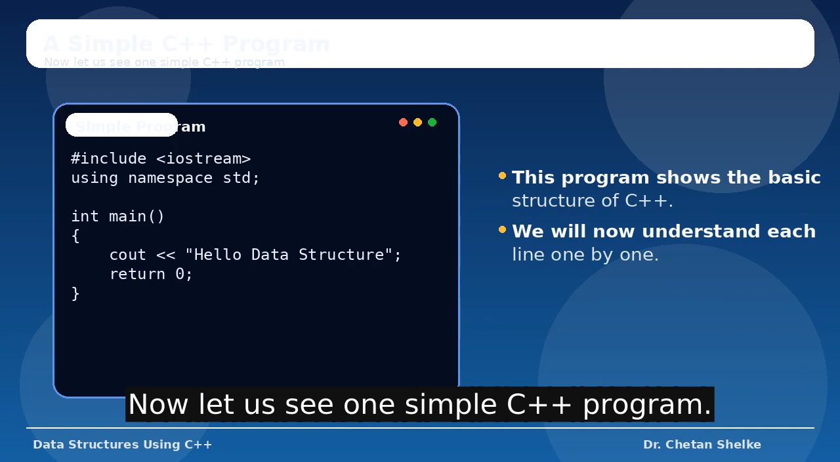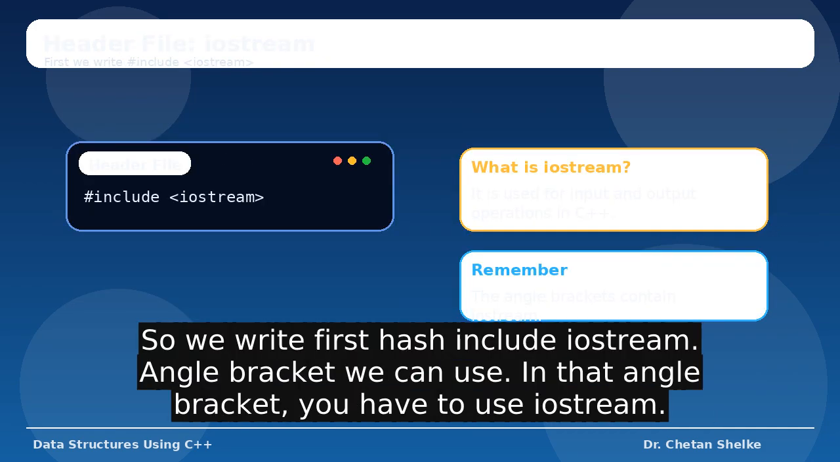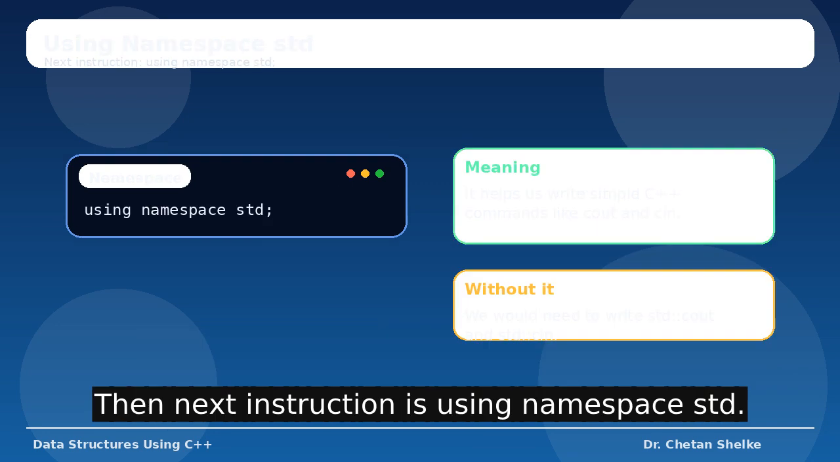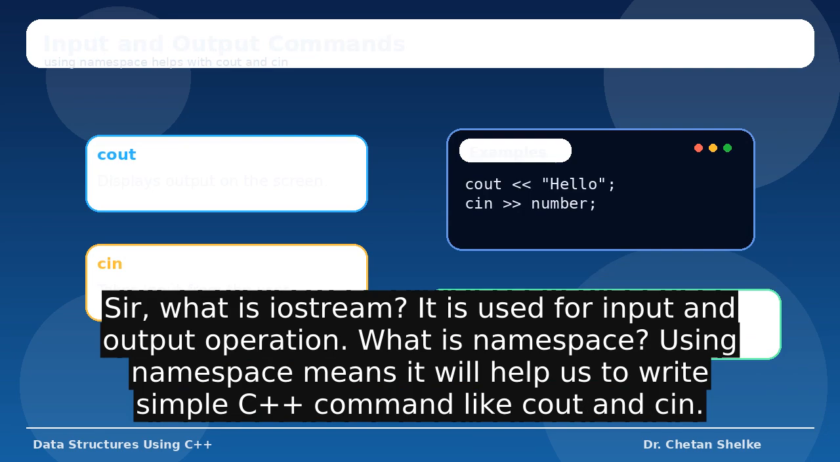So we write first #include <iostream>. Angle brackets we can use. In that angle bracket you have to use iostream. Then the next instruction is namespace: using namespace std. Sir, what is iostream? It's used for input and output operations. What is namespace? Using namespace means it will help us to write simple C++ commands like cout and cin.